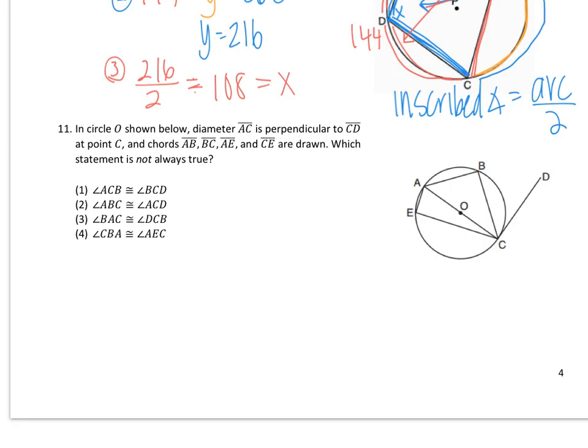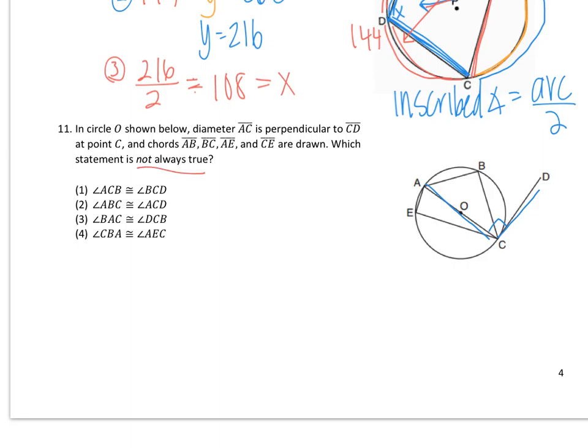And our last question together is another reading question. You do have to apply some properties here. It says in circle O, shown below, diameter AC is perpendicular to CD. So AC is perpendicular to CD at point C. Chords AB, BC, AE, and CE are drawn. Which statement is not always true?